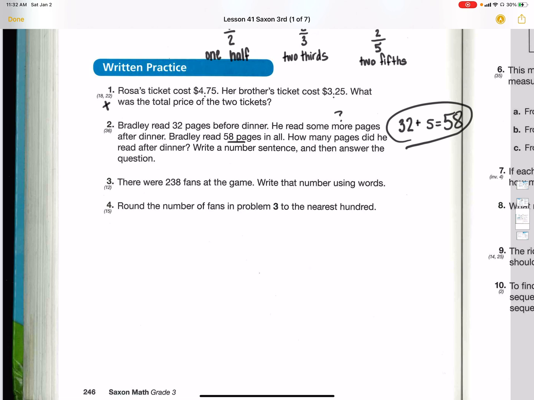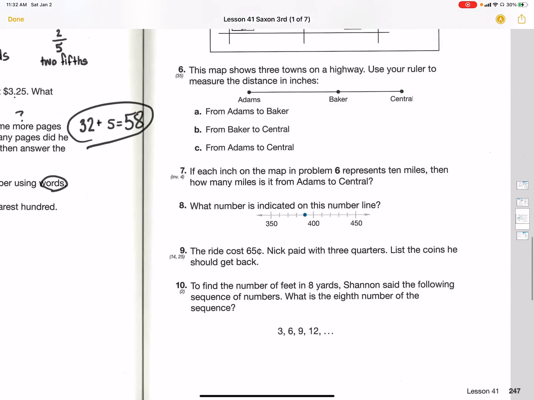There were 238 fans at the game. Write that number using words. You can do that. Round 238 to the nearest 100. You can do that.